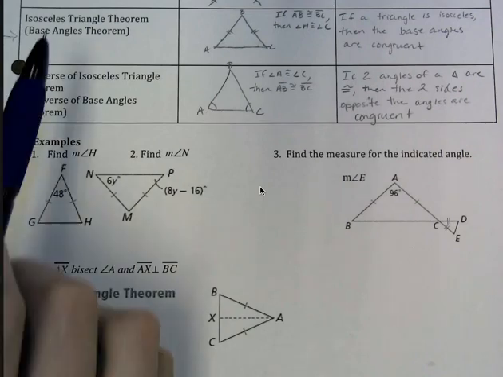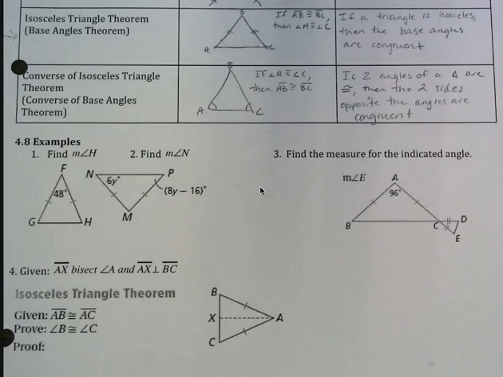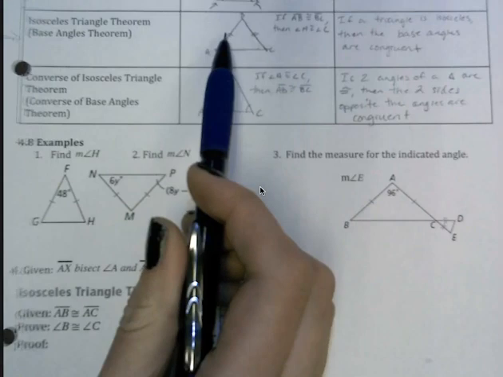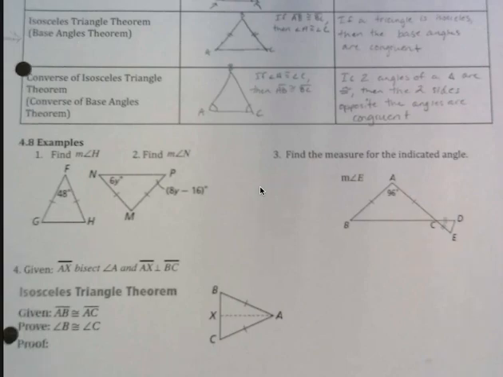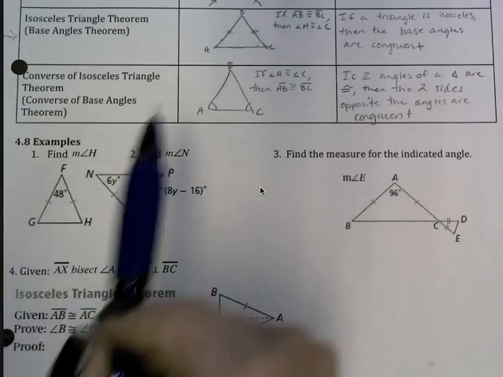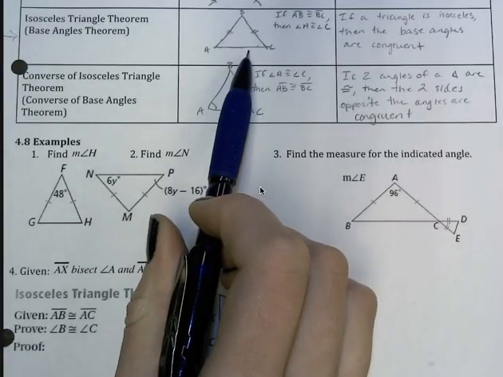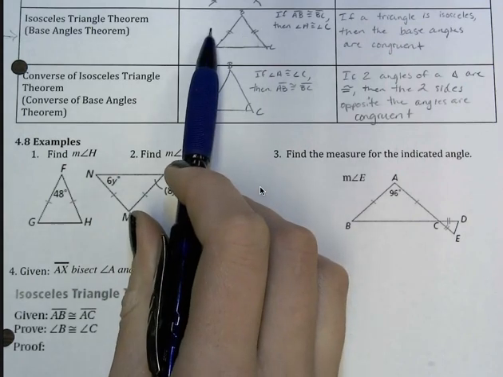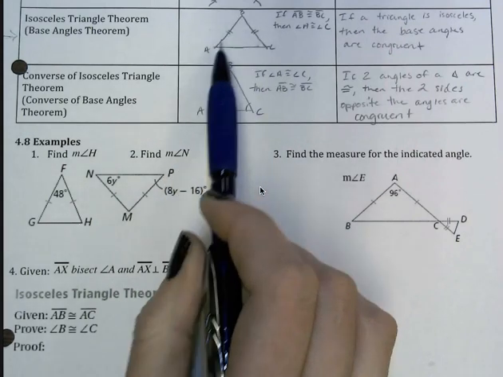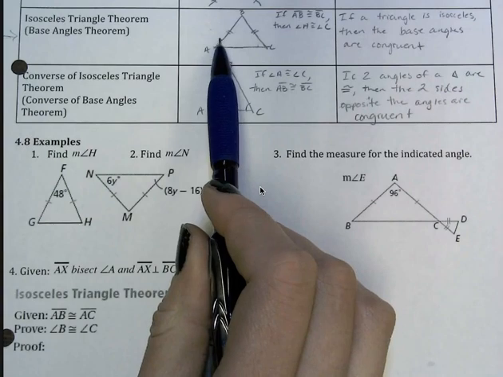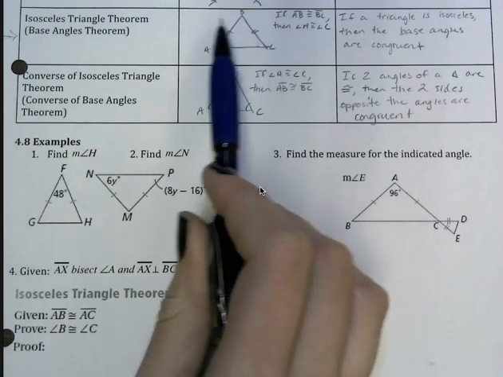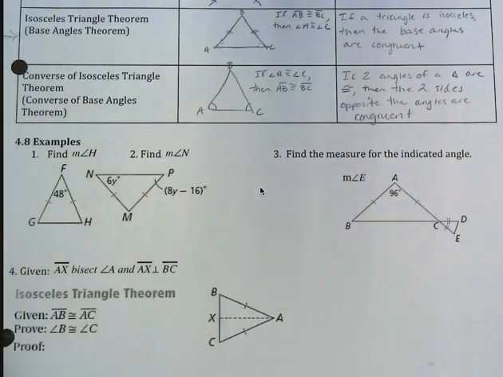But the base angles theorem basically says if I have an isosceles triangle, which again remember means I have two congruent sides, then the base angles are congruent. And the base is considered that third side that's not congruent to the other two. So in my triangle here, if these two sides are congruent, my base angles would be angle A and angle C. So in an isosceles triangle, my two base angles are congruent.